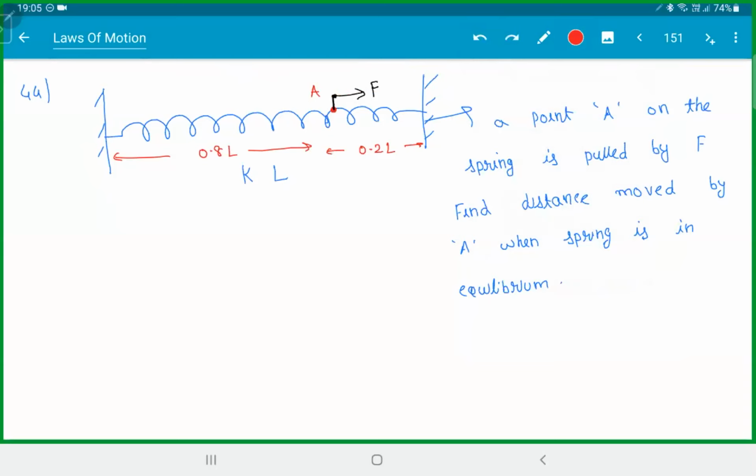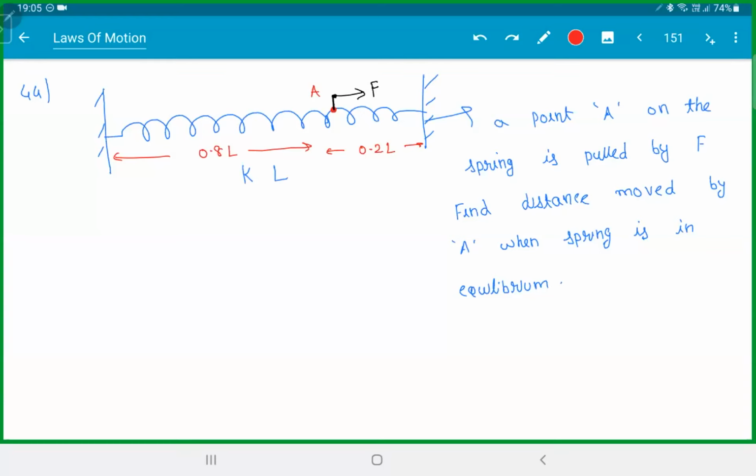L by 5 to the right, okay. You got such a good answer. I was not expecting that. I don't think you'll get such a good answer, Anika. But there's no F in it. How did you get an answer without F? It's a blunder.